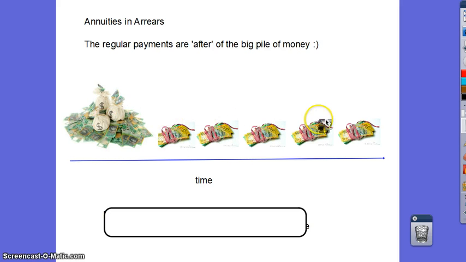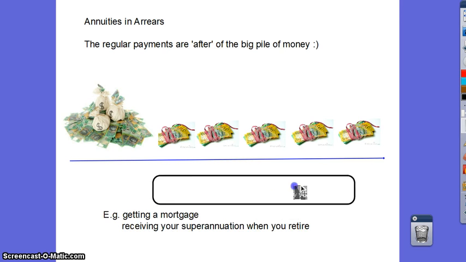In arrears is where, for example, you borrow the money from the bank and then make a payment until the debt is gone. And all the time the amount you owe them is going up as well because interest is being applied to it. So there we go, getting a mortgage.